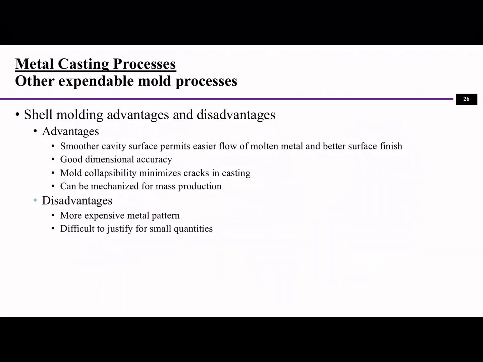For shell molding, there are different advantages and disadvantages as well. The advantage is that it has a very smooth cavity surface, so it permits easier flow of the melted metal and also better surface finish. Better surface finish means you have good dimensional accuracy, and it also minimizes cracks in the mold.